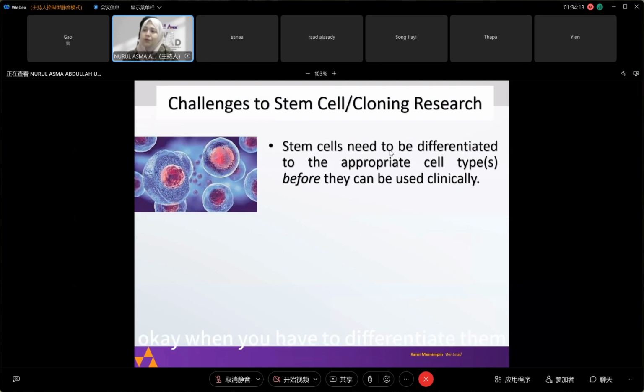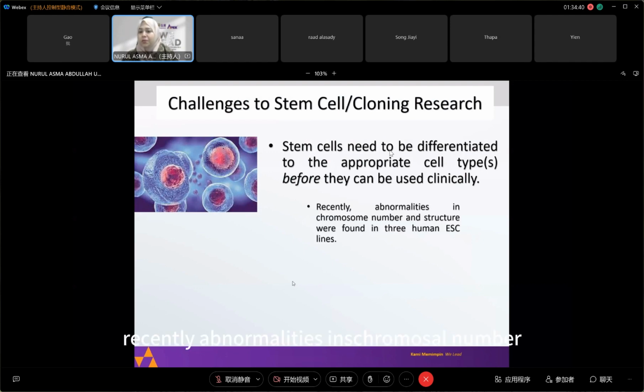Okay, when you have to differentiate them, you have to grow them in the lab. As I mentioned, when you grow them in the lab, it has possibility. Of course, the cost is high because when you grow stem cells, you have to feed them with growth factors, with the treatments, and make sure that there is no contamination, no genetic defects and everything. So you have to do the genetic screening, contamination screening, and so on.